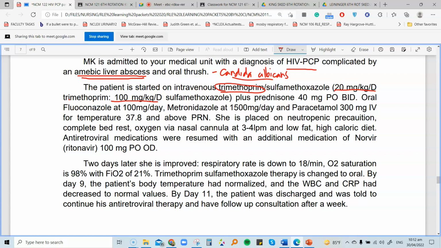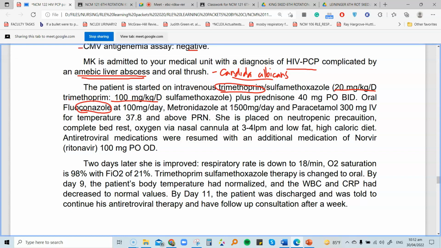Your fluconazole, pag narinig nyong conazole, guys, the suffix conazole will always be associated with your antifungal medications. Why is the patient given your fluconazole? Yes? Anyone? I mentioned already earlier. Why is your patient given fluconazole?